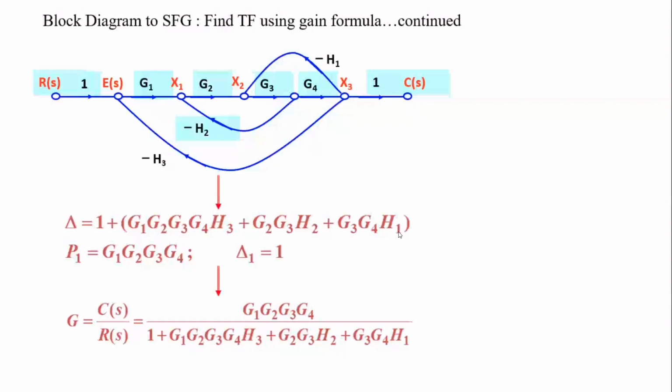What is E by R? Find out the value of E by R. So P1 will be 1. Delta 1 will be 1 plus G2 G3 H2 plus G3 G4 H1.